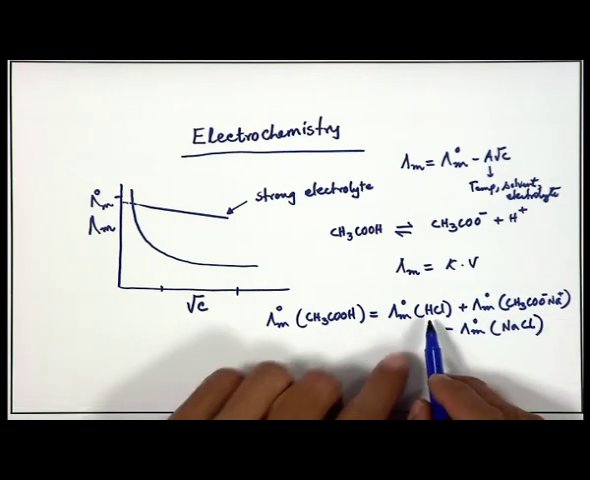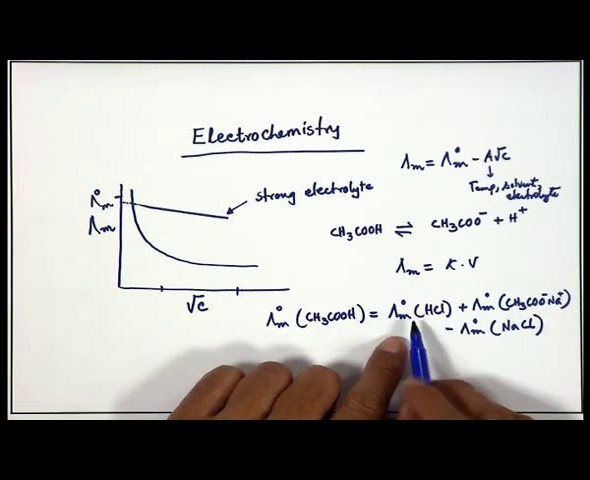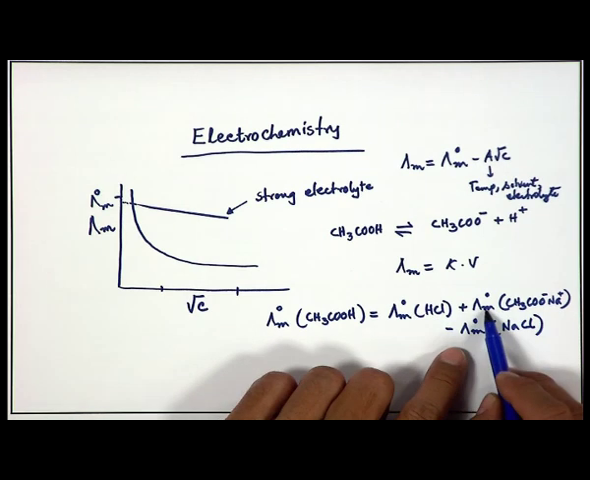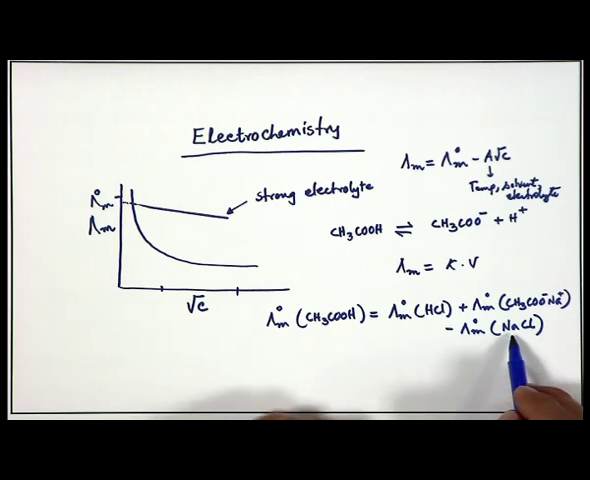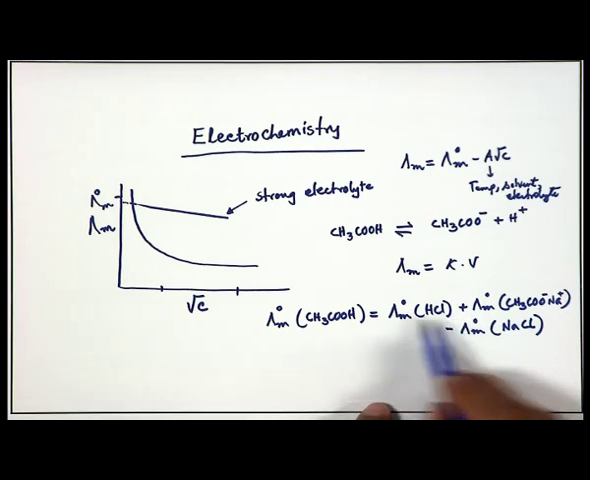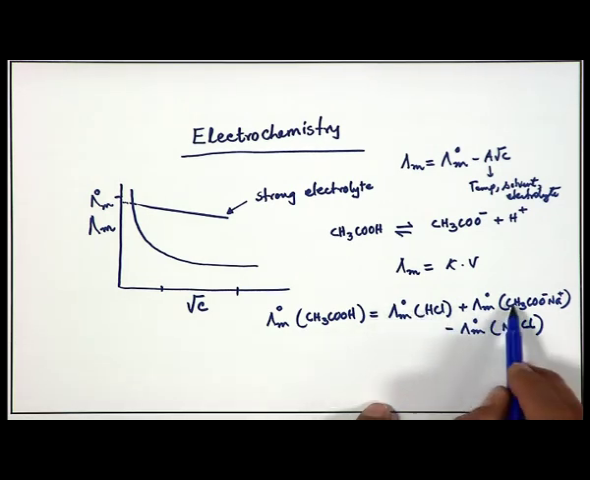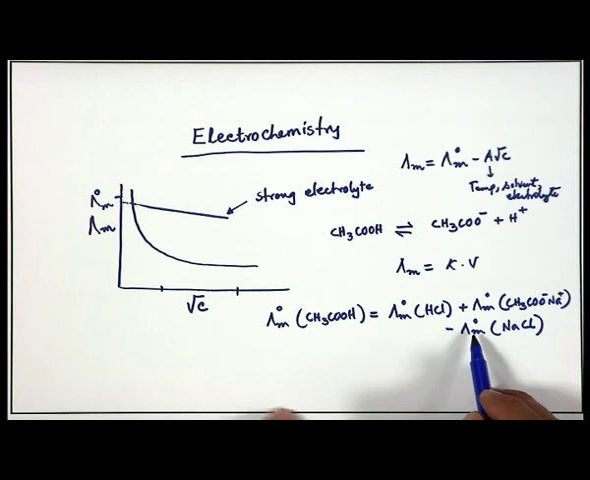So, these are all strong electrolytes. So, there is no problem in finding out lambda m 0 HCl or lambda m 0 CH3COO minus Na plus or lambda m 0 NaCl. So, that is why if you make use of these numbers, then you should be able to find out lambda m 0 for acetic acid.